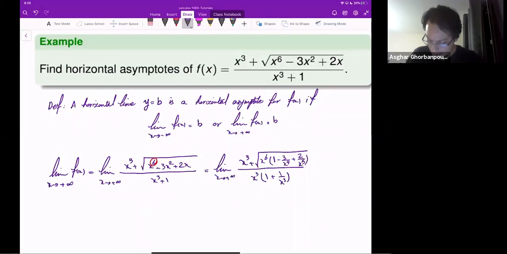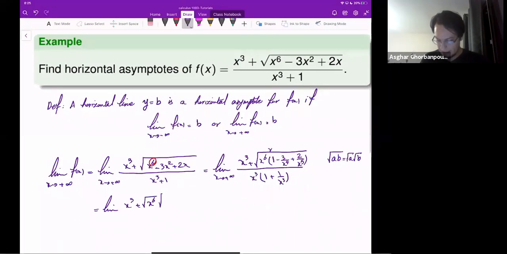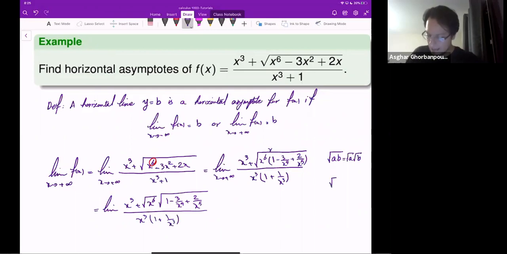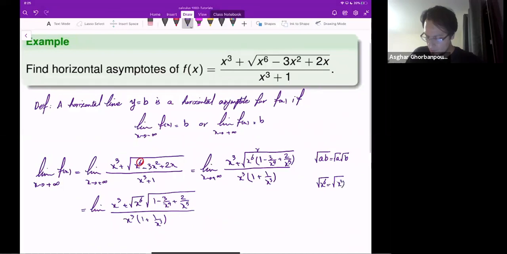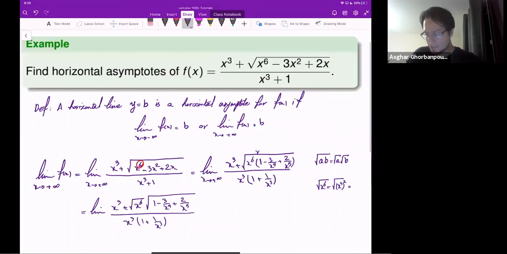Then I try to separate this root. We know that if I have root AB, that is root A times root B, providing that A and B are positive numbers. So from there, you can see that I have the root of x to the power 6, times the root of 1 minus 3 over x to the 4 plus 2 over x to the power 5, over x cubed times 1 plus 1 over x cubed. Now, I have x to the power 6. This is the same thing as x cubed squared. And you see, when you have something squared under the square root, the absolute value of that comes out.